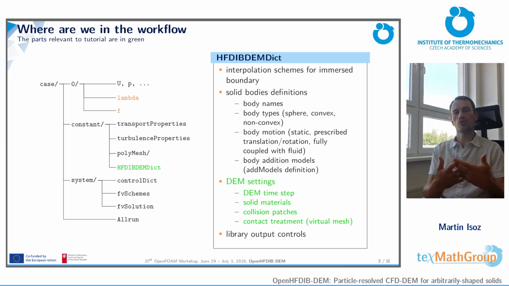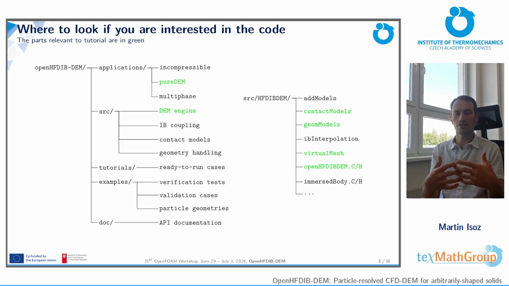With respect to the workflow, as usual, we will be modifying almost exclusively the HFDIB-DEM dict in the constant directory. In that dictionary, we will focus on the DEM subdictionary, which contains the DEM settings. For example, the time step for discrete element method, definition of solid materials, definition of collision patches for solids, and general contact treatment.